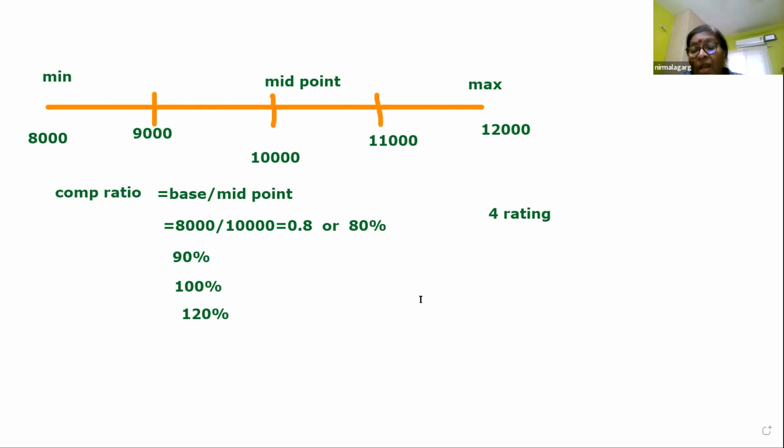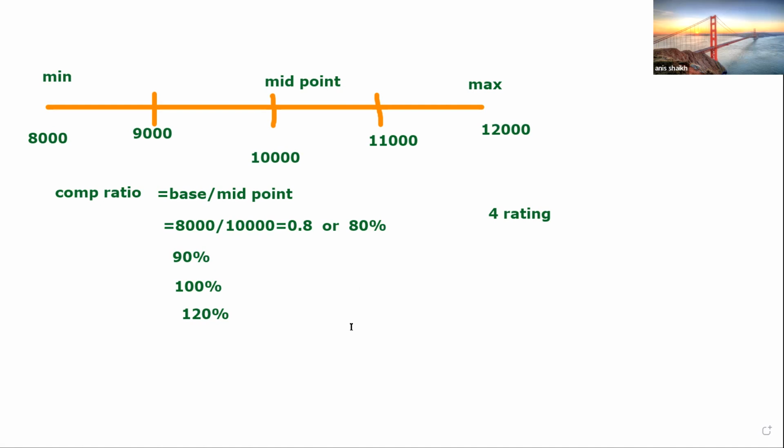So what happens at annual increment time? I will try to reduce the gap. This is called salary compression. That means this guy is actually going through salary compression. Got it? Right. Is it very clear?